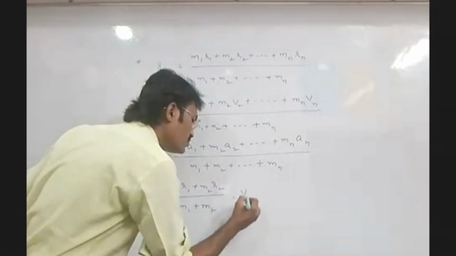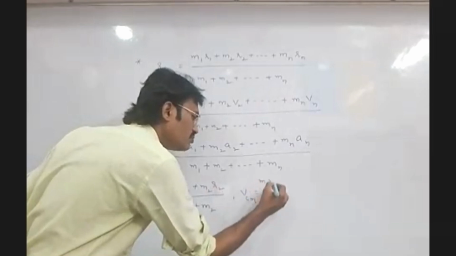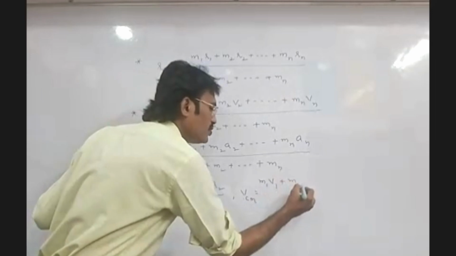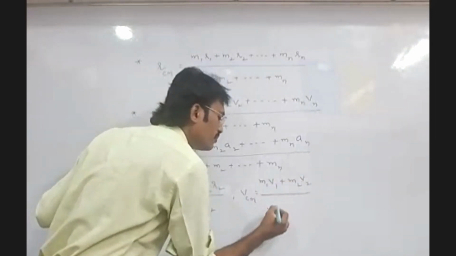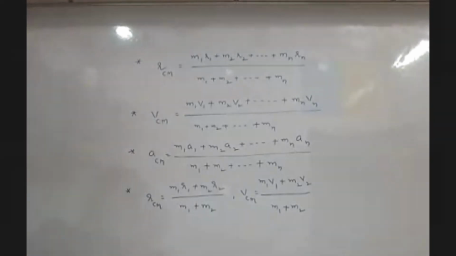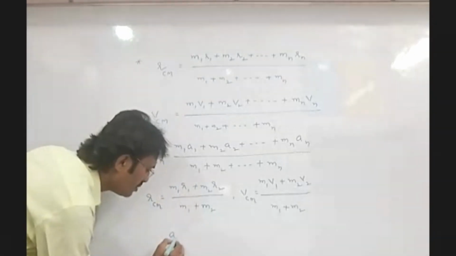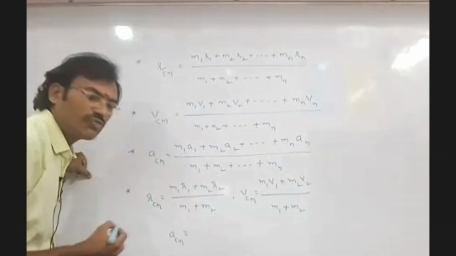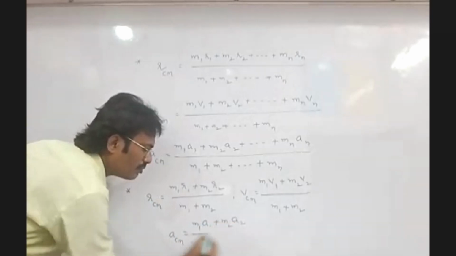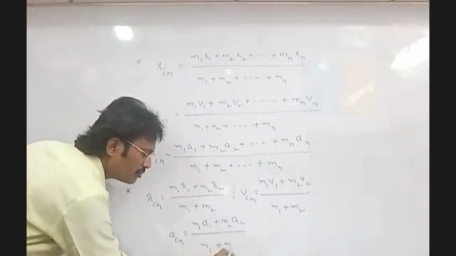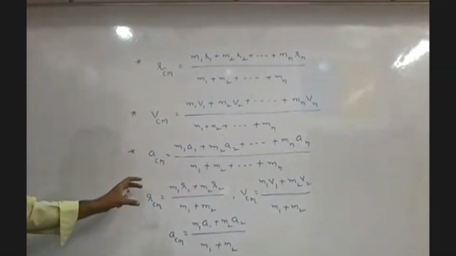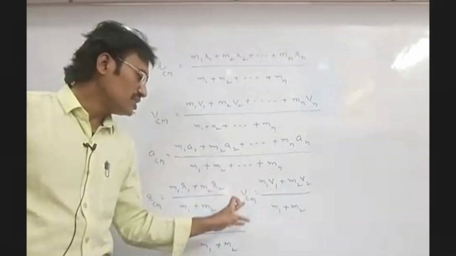And then velocity of center of mass VCM is equal to, the first particle is moving with V1 velocity, so M1 V1, and the second particle is moving with V2 velocity, then M2 V2 by M1 plus M2. And then acceleration of center of mass, that is nothing but ACM is equal to M1 A1 plus M2 A2 by M1 plus M2. So now if the two particles are moving in the same direction, VCM and ACM are like this.